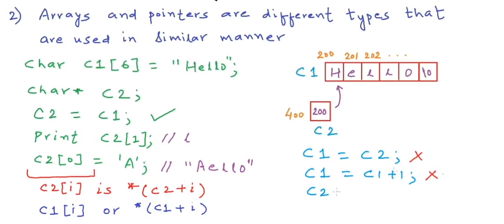We can say C2++, so C2 now points to the next element. With this statement, all that will happen is C2 will become 201, so instead of pointing here, it's now pointing to this particular element E. To traverse an array, we run a loop and we use a local variable, let's say i, and increment it in the loop. If we have a pointer variable, we can just keep on incrementing the pointer and we can traverse the array. We will keep doing this, C2++. So we must understand where we have an array and where we have a pointer and what we can do with which one.